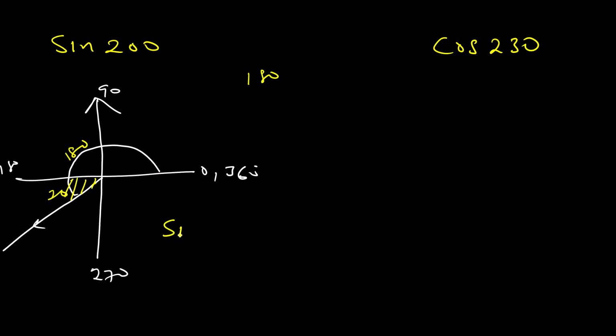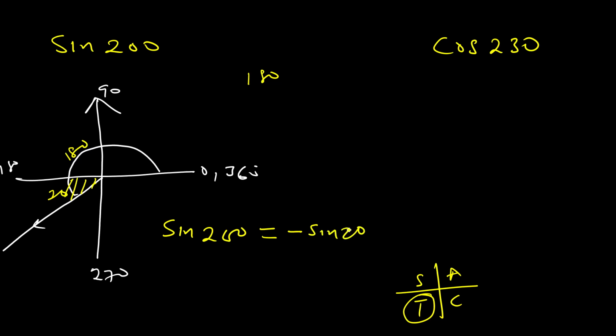Therefore, sine 200 is the same as, so let's look at the quadrant. CAST. Okay, so this side is for only tan. So you say negative sine 20.